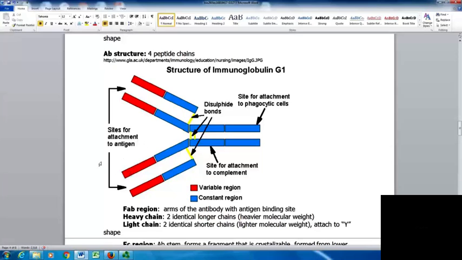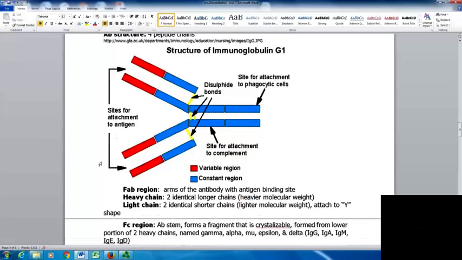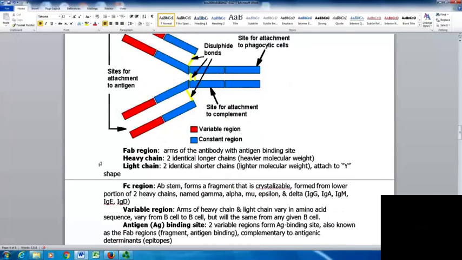The heavy chains are the 2 identical longer chains. They're called the heavy chain because of a heavier molecular weight. And the light chains are the 2 identical shorter chains that have a lighter molecular weight that are going to attach to the Y shape. Your Fc region, this is where you're going to have the antibody stems. They form a fragment that is crystallizable. This is formed from the lower portion of the 2 heavy chains, and it gets named gamma, alpha, mu, epsilon, or delta, which ends up becoming IgG, IgA, IgM, IgE, or IgD.